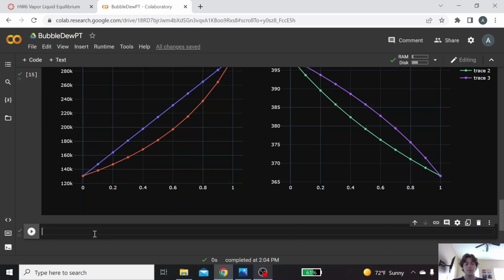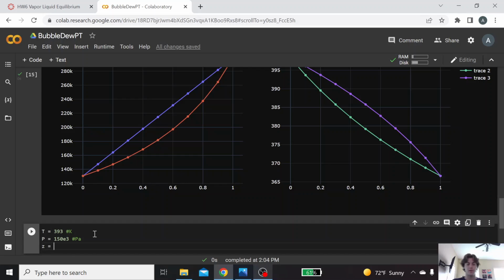So I'm going to go into Collaboratory and define these. So our temperature is 393 Kelvin. Our pressure is 150,000 Pascal.